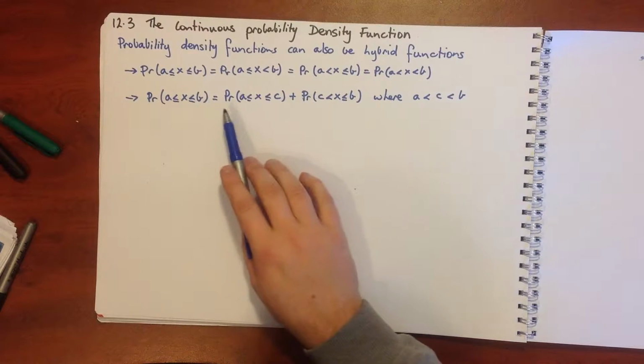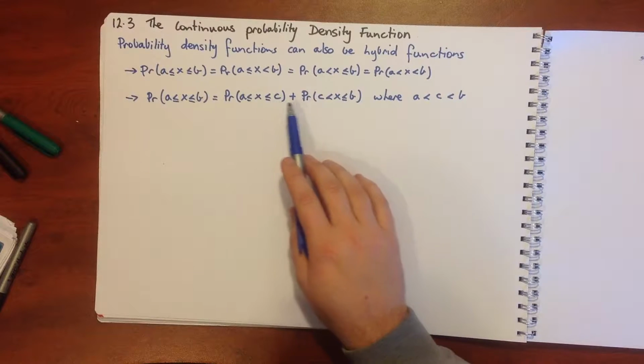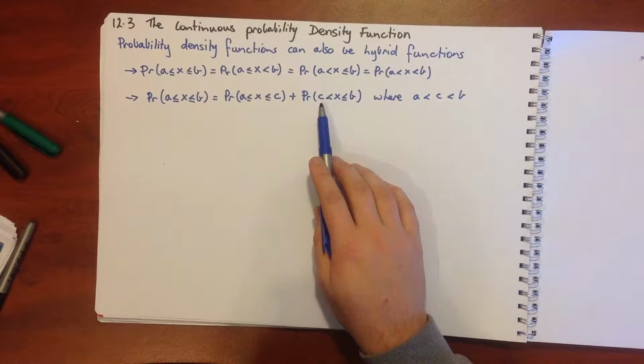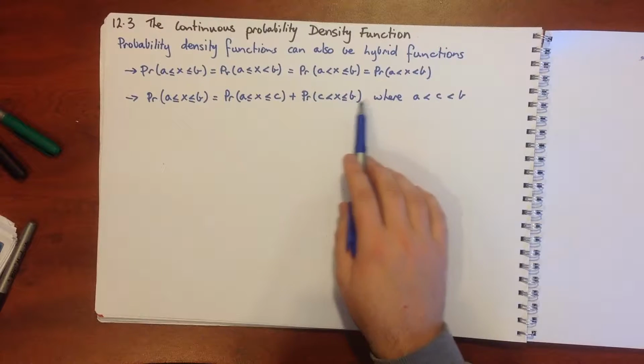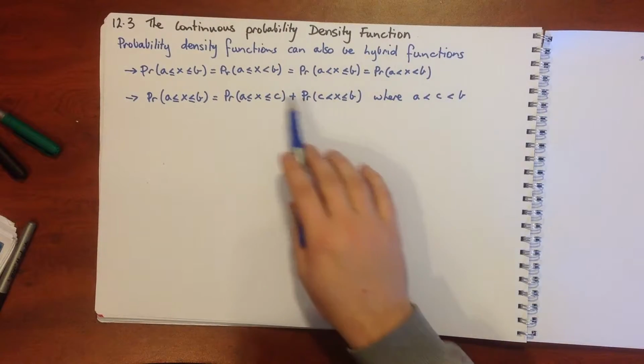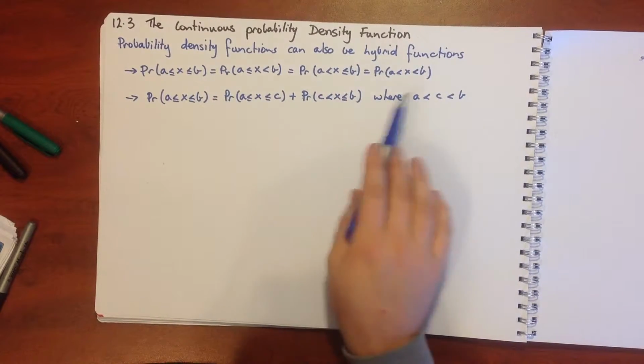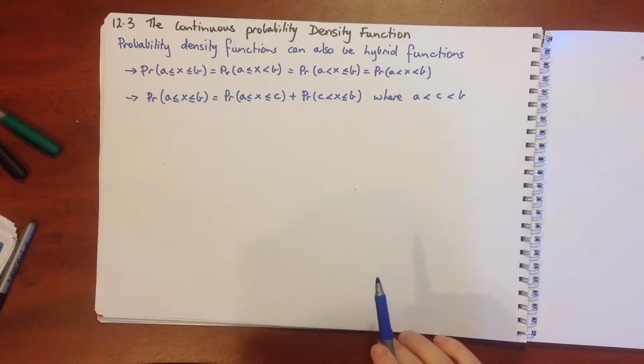Also, the probability that A is less than or equal to X is less than or equal to B is equal to the probability that A is less than X is less than or equal to C, plus the probability that C is less than X is less than or equal to B, where A is less than C is less than B. That just means we can break up our integral or our area into however many parts we want, find them separately and put them together.